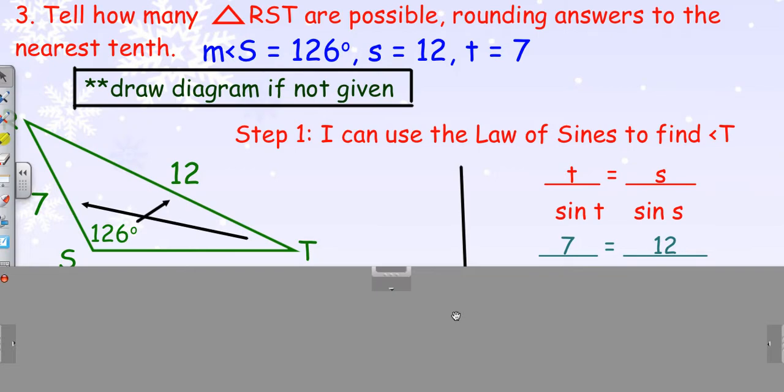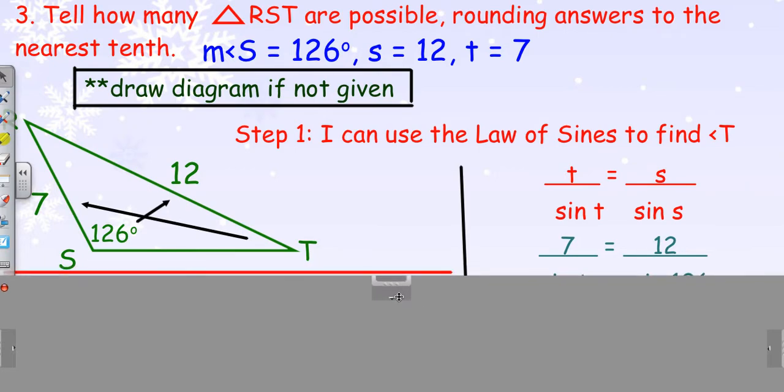First thing I do is I'm just going to draw a triangle, putting in all the information that I'm given. I'm given that angle S is 126 degrees, side S is 12, side T is 7. Based on the law of sines, since I have angle S and side S and side T, I should easily be able to get angle T. So that is what I'm going to do.